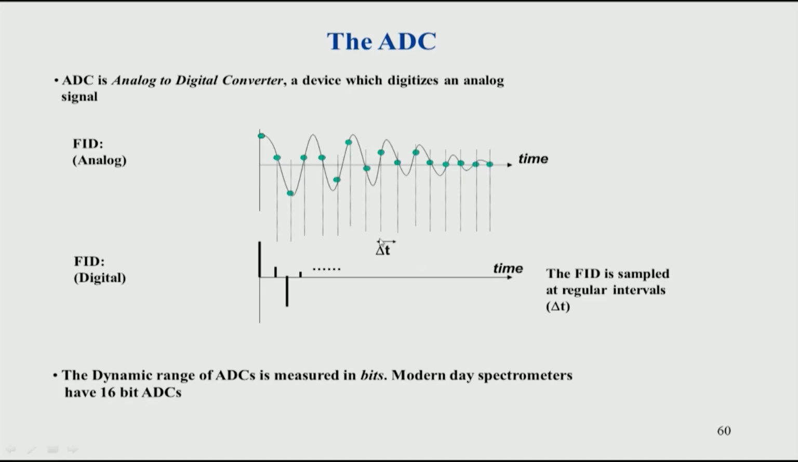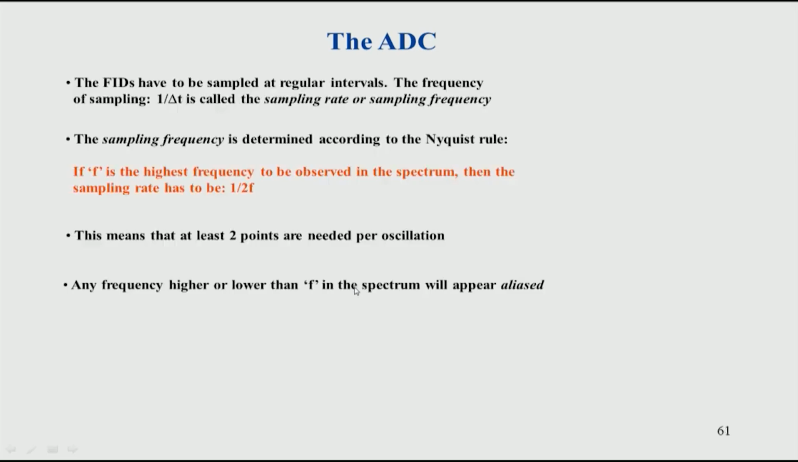This is very useful to keep in mind, and this FID is sampled. We use the word sampling; we sample at regular intervals. Finally, this digital data is what is given to the computer, and that is what is Fourier transformed, and a spectrum is given to you. This digitization is essentially carried out by what is called an ADC, analog to digital converter. This is how it digitizes the FID signal, and it is stored in the computer.